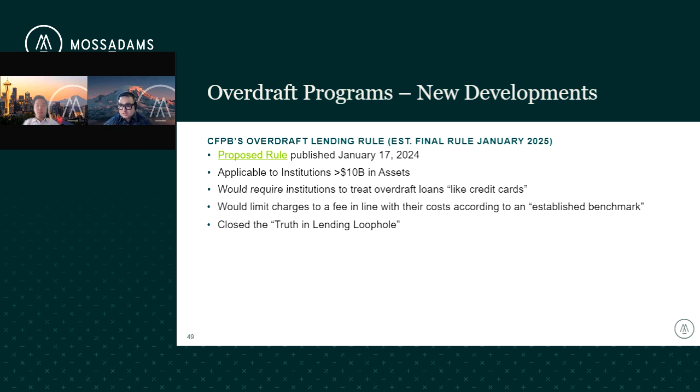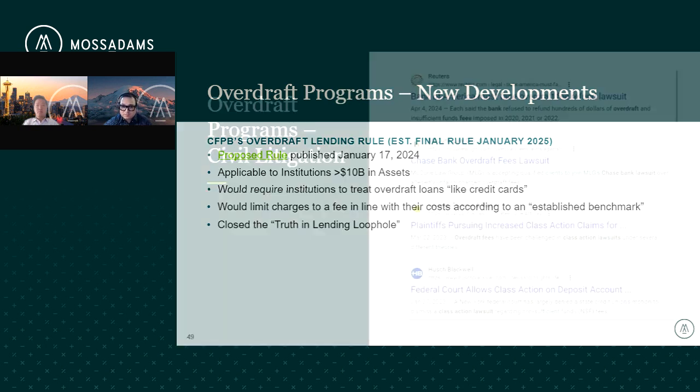How will the larger institutions implement this? What will the established benchmarks be? And again, final rule estimated to be in Q1 of 2025.